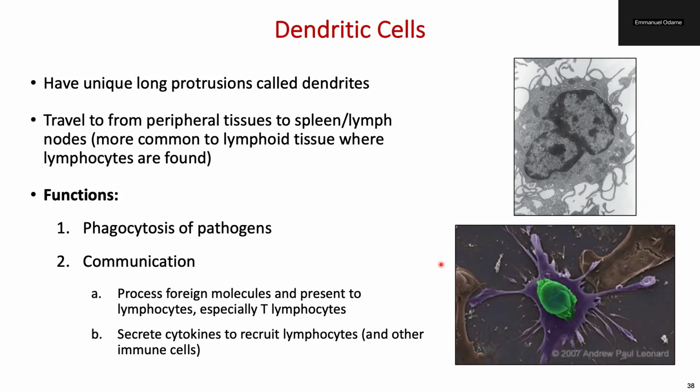So macrophages are more present in the circulatory system, whilst the dendritic cells are more present in the lymphatic system. So, I'm so sorry.